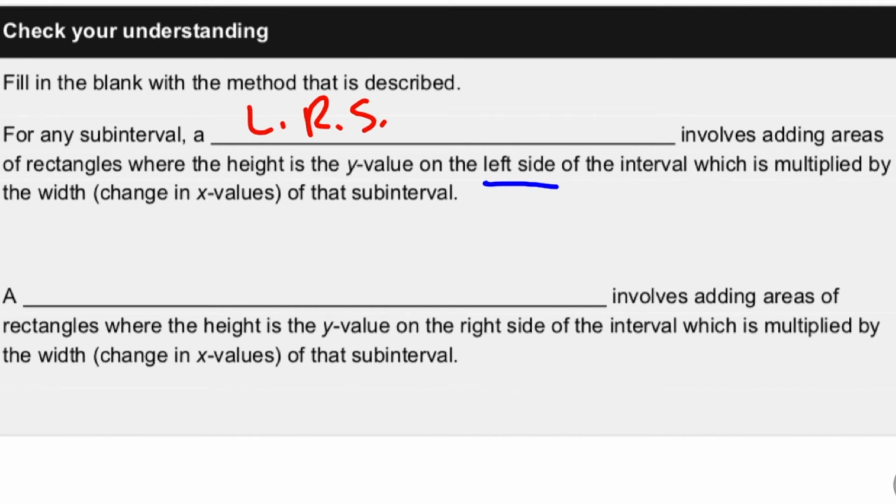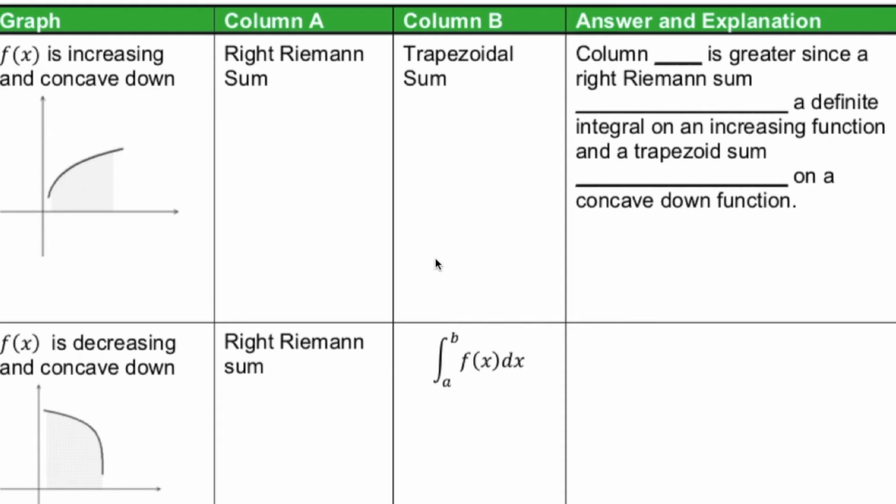A blank that involves adding the areas of rectangles with a height on the right side would then be a right Riemann sum. Okay, pretty straightforward there. So, all right, on to the next table here. We want to first of all identify which of these columns is bigger or greater, and then give a little explanation as to why.